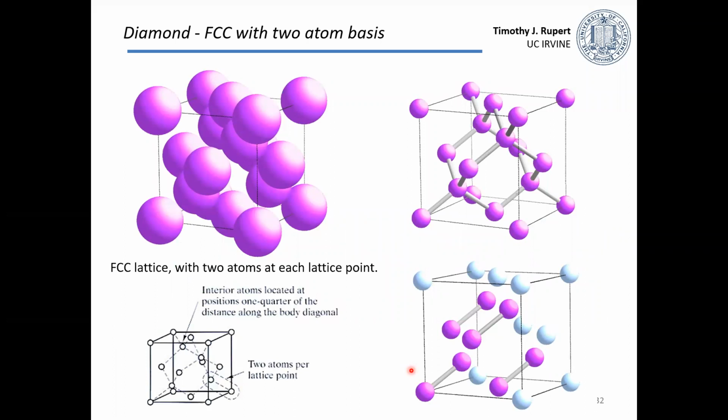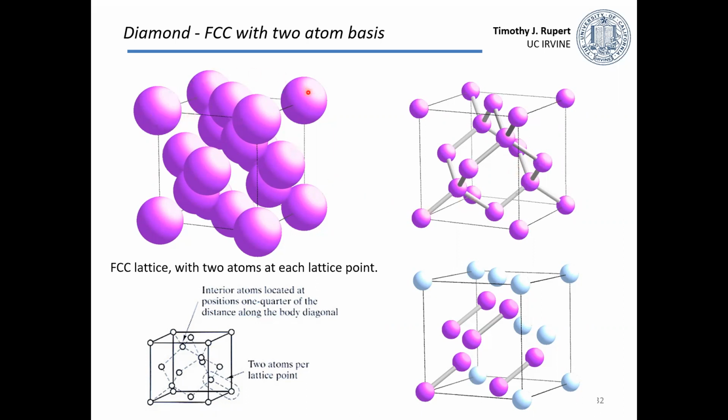Another good example of this is diamond. If I look at this structure, I'm showing it two different ways. On the top left is atoms, big enough that they can touch each other. On the right is where they've been shrunk a little bit just so we can see where they're bonding with each other. What this looks like is I have a cubic structure.